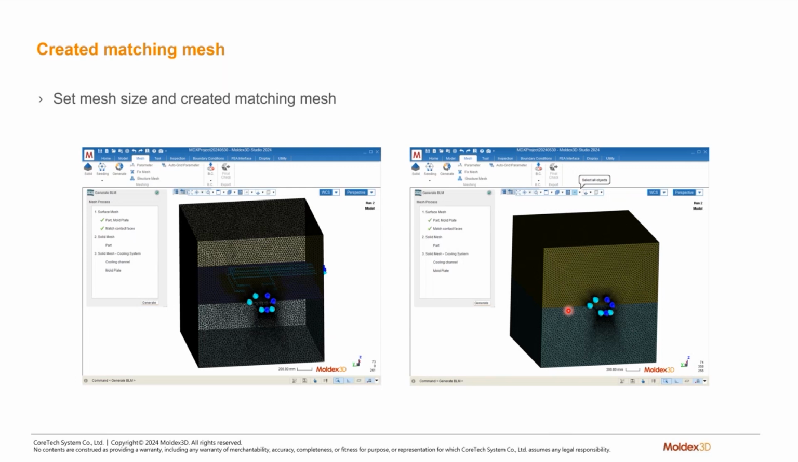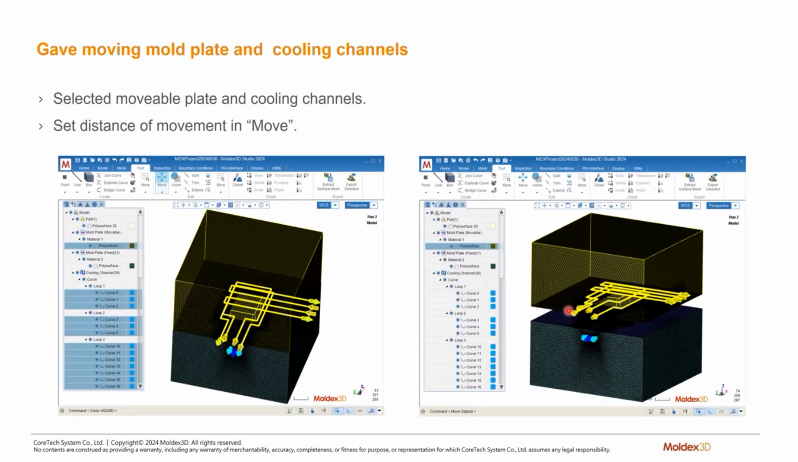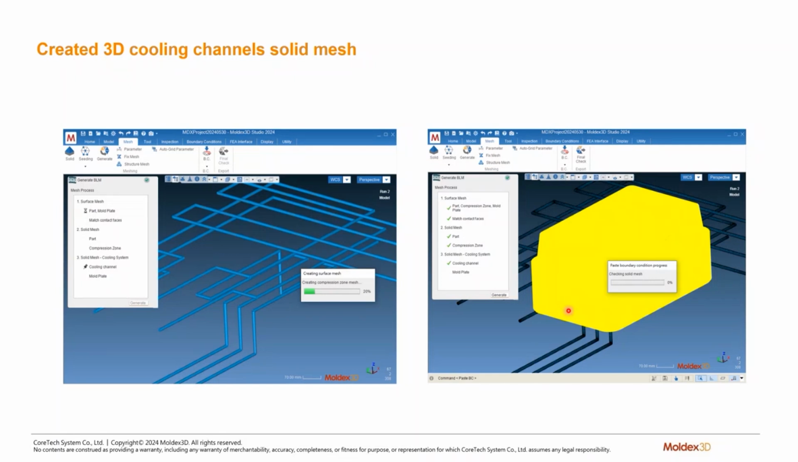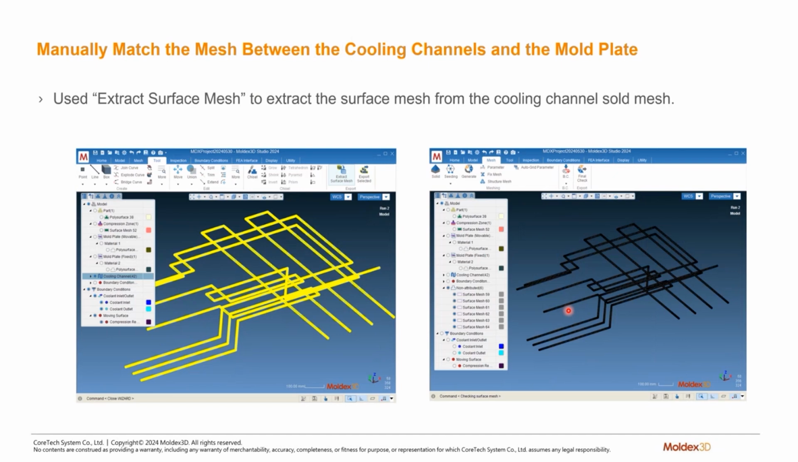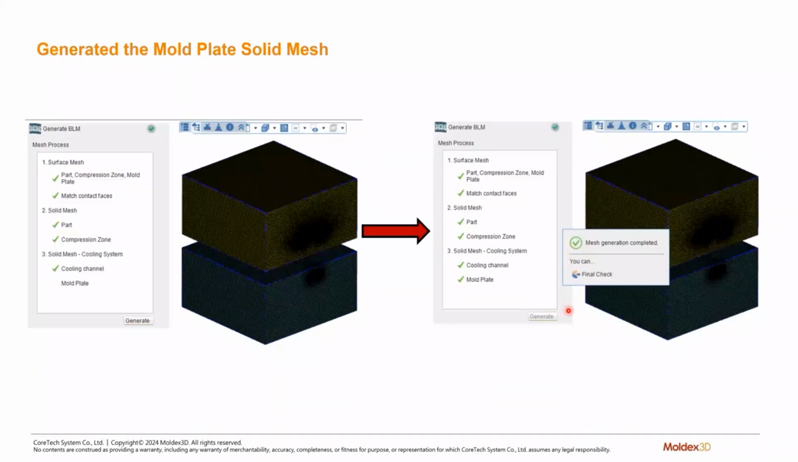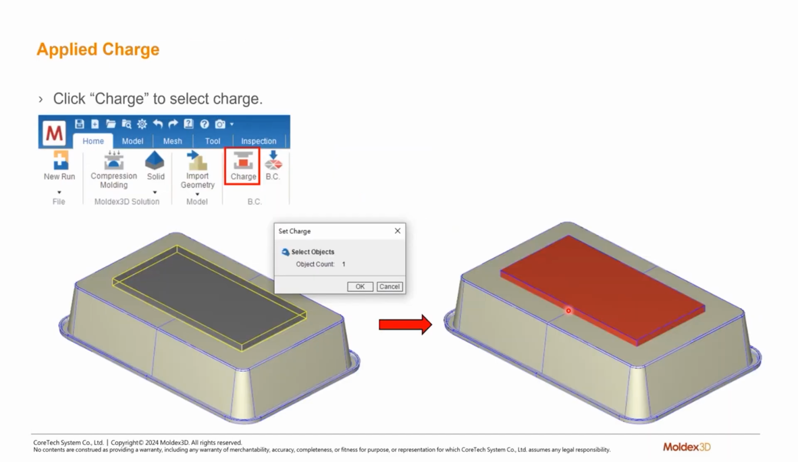In this step, we create a surface mesh first. Next, you have to set the moving mold plate and a cooling channel, and set the compression zone. Create a 3D cooling channel solid mesh. Manually match the mesh between the cooling channels and the mold plate. This shows you how to create the matching face between the cooling channel and the mold plate. Finally, you have to create the solid mesh and then apply the charge. Okay, so we already finished how to set the pre-process in Moldex3D.